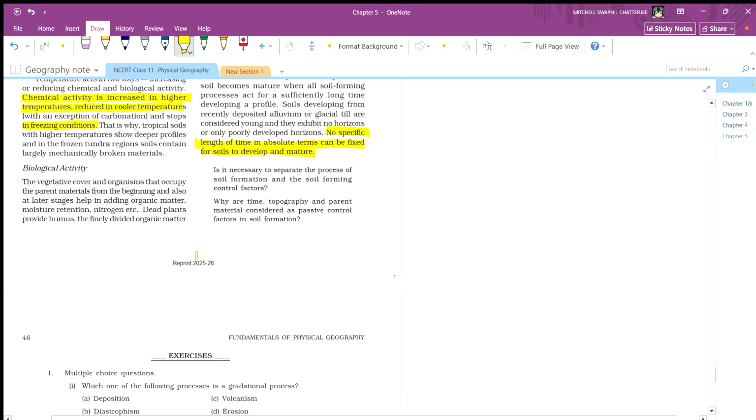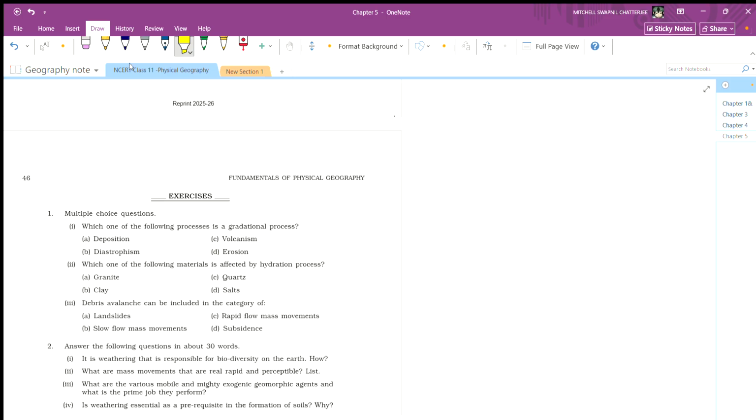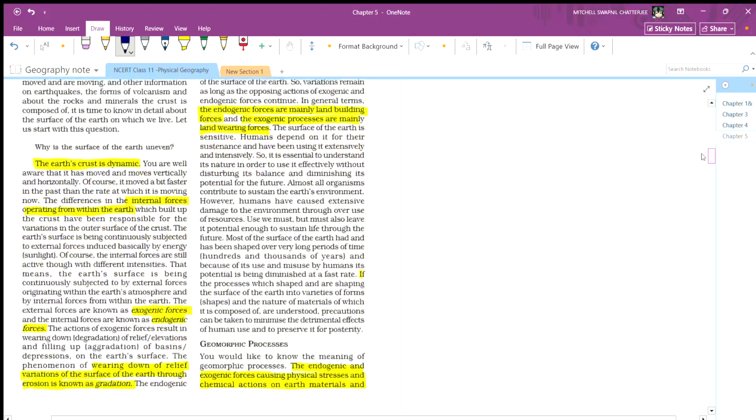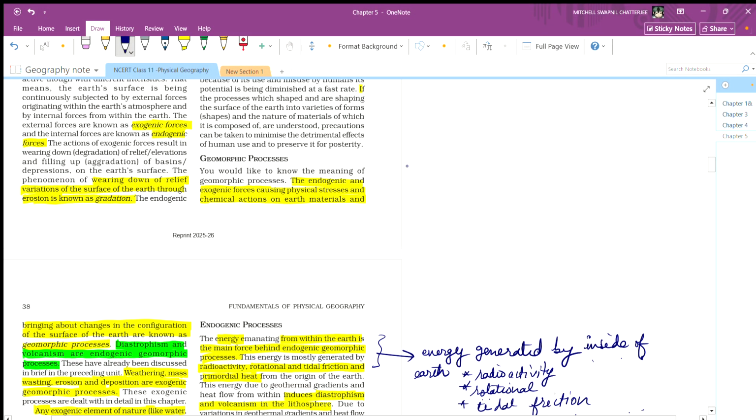Okay, last one. Which of the following processes is a gradual process? Gradation process. Erosion. Yes, the answer is gradation. Breaking down of precipitation through erosion is known as gradation.